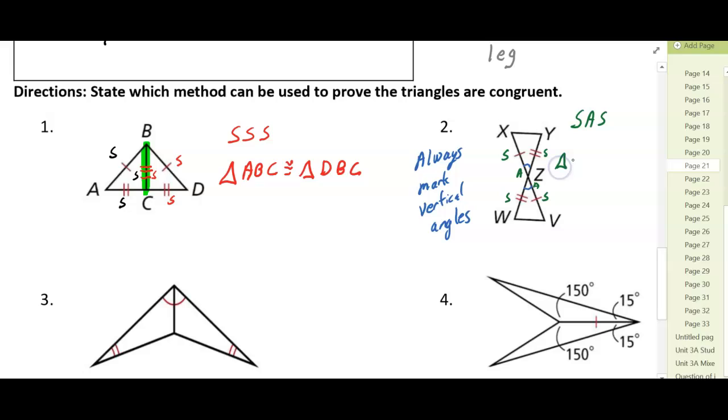And I'm going to put the letters in order. So I'm going to say X, A, Y, congruent to triangle. Now, X started along the 1 tick mark. So I need to start along the 1 tick mark on the other triangle. So that would be triangle V, A, W. So in number 2, always mark vertical angles congruent. In number 1, always mark the reflexive property. So always mark the reflexive property. I'm going to write that down.